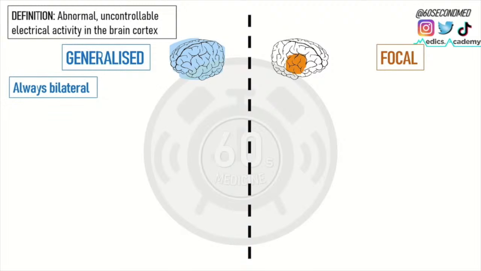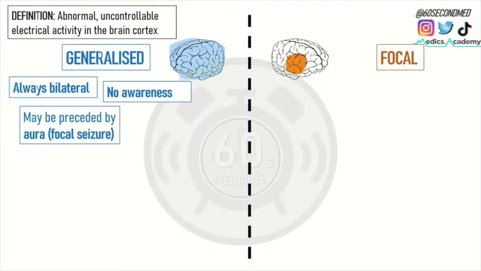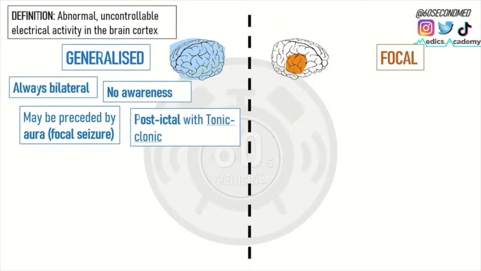A generalized seizure is always bilateral and affecting both sides of the body. There is no awareness in a generalized seizure, so the patient will not know what's going on during the seizure. It may be preceded by an aura, which is a type of focal seizure. There is a postictal phase associated with a tonic-clonic seizure.